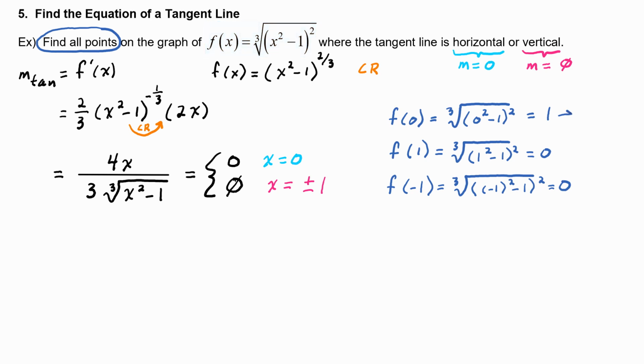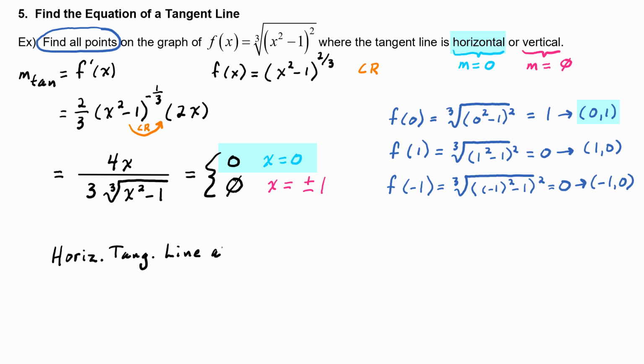So now this means we have the point 0, 1. This gives us the point 1, 0. And this gives us the point negative 1, 0. When x equals 0, we know the slope of the tangent is 0, so that tells us we have a horizontal tangent at the point 0, 1. So we have a horizontal tangent line at 0, 1.